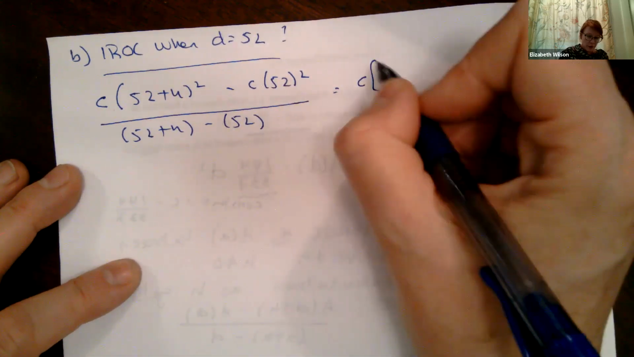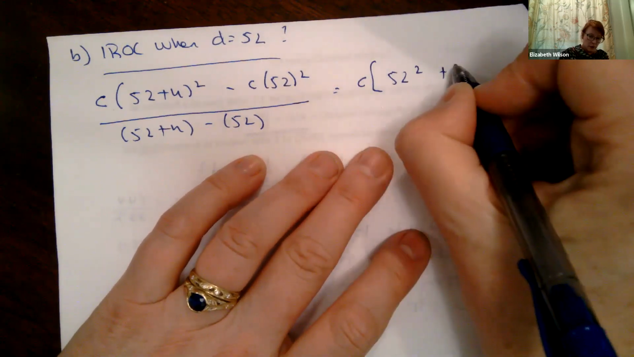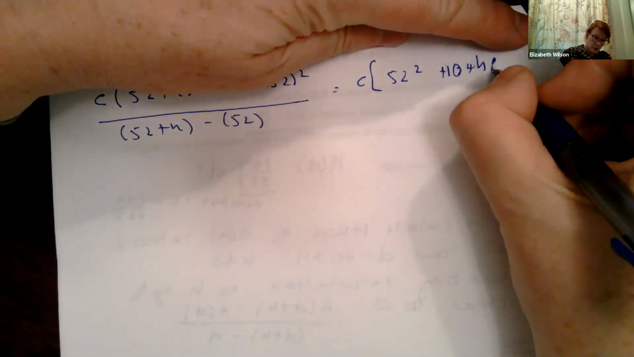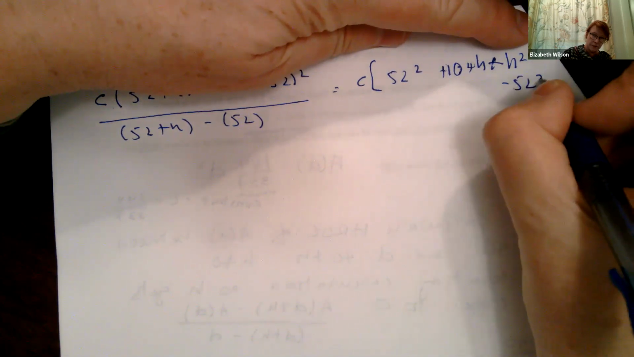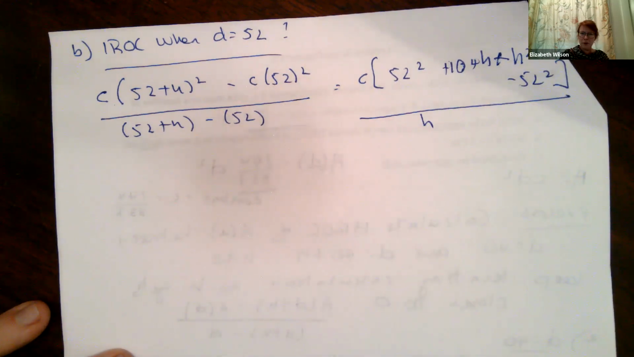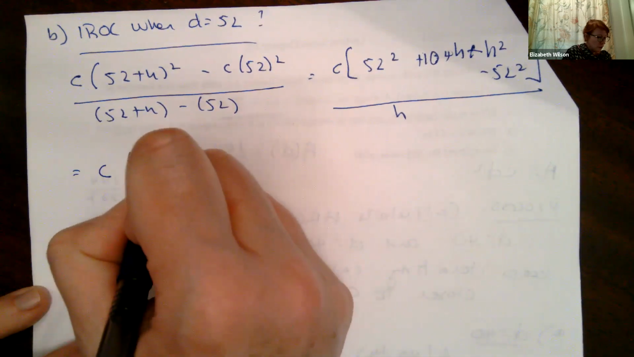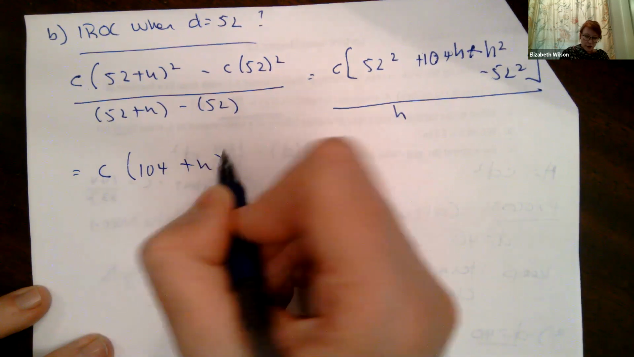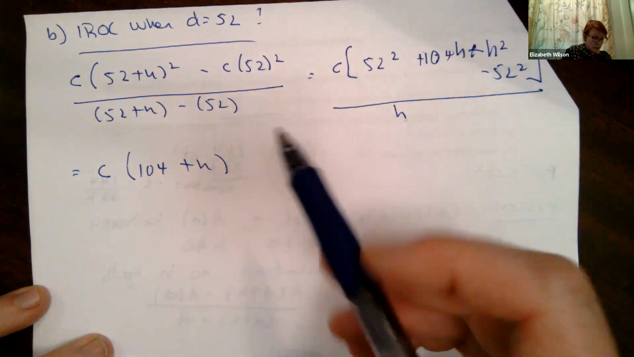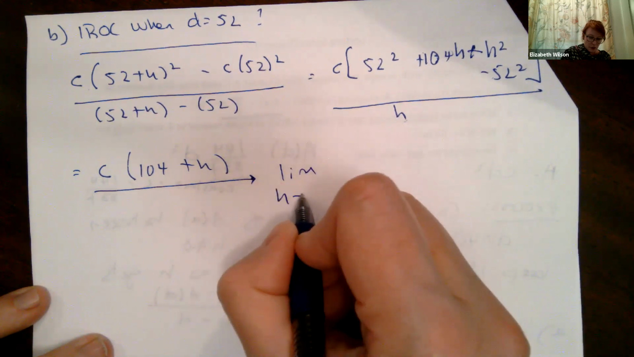I'm going to FOIL things out. So it's going to be 52 squared plus 104H plus H squared, minus 52 squared, all over H. Going through the same algebra that I did before, that's equal to C times (104 plus H). So I had 104H plus H squared all over H, factored out the H, canceled it, and I'm left with this. Now I'm going to take the limit as H goes to 0.